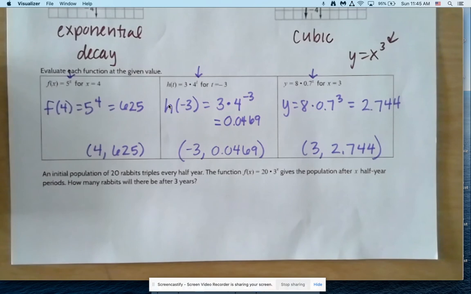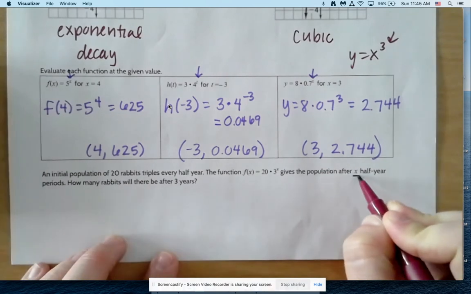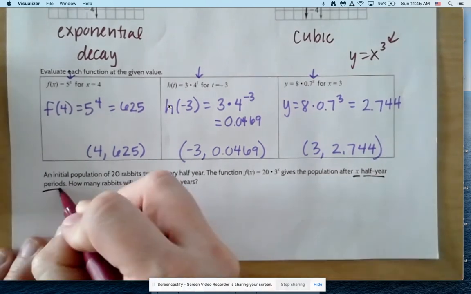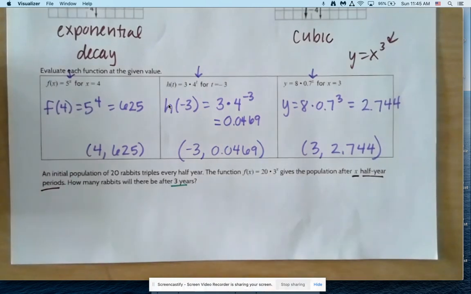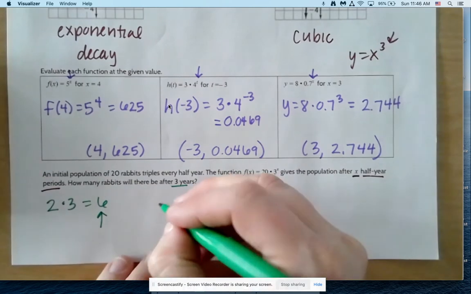Now, don't get ahead of me here. I know we're kind of in the mode right now. We just plug in for our variable, which you're not wrong. But you have to be careful because it says x represents half year periods. So you're not just plugging in 3 because that's 3 years. We have to figure out how many half year periods are in 3. Well, how many half years are in 1 year? There's 2, right? 2 half years in 1 year, and we have 3 years. So 2 times 3 equals 6. So we're really plugging in 6 into our function. Okay, so let's plug in 6.